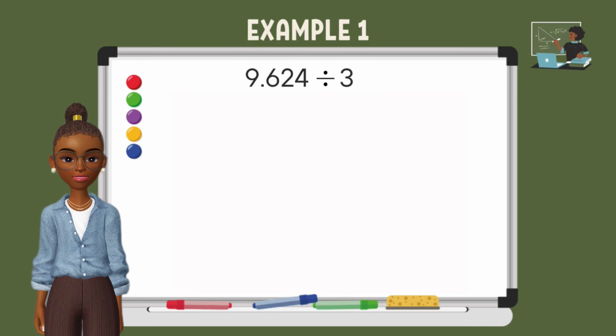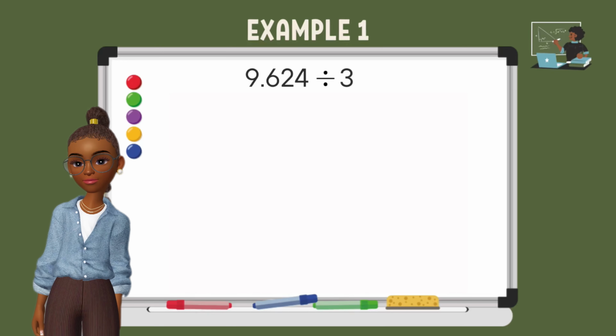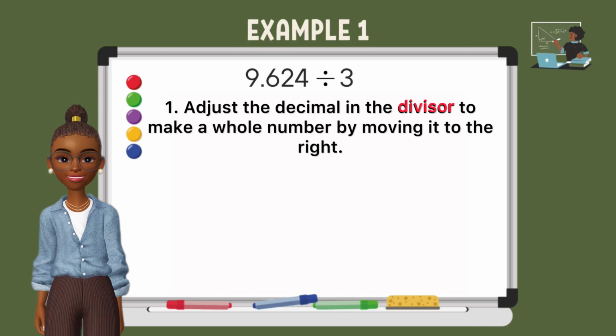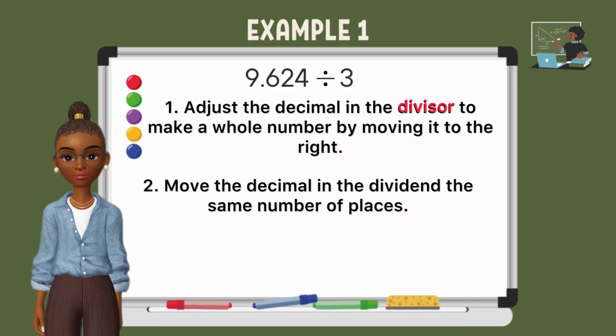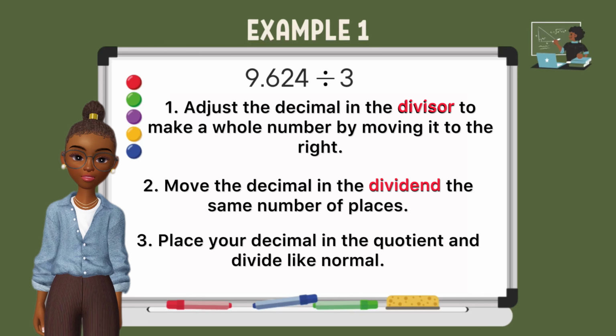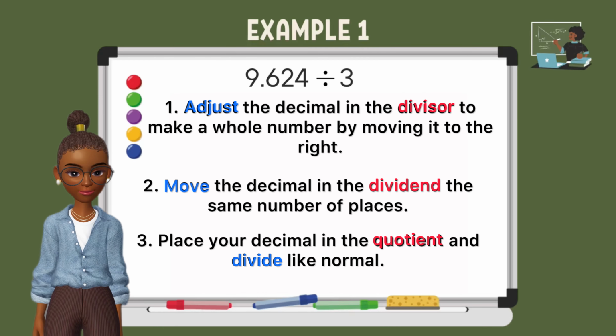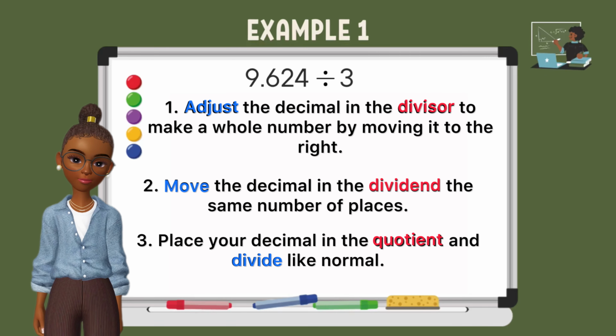Before we jump into examples, here's your 3-step process for dividing decimals. 1. Adjust the decimal in the divisor to make it a whole number by moving it to the right. 2. Move the decimal in the dividend the same number of places. And 3. Place your decimal in the quotient and divide like normal. So we are going to adjust, move, divide. That's our 3-step formula. So let's get into example 1.